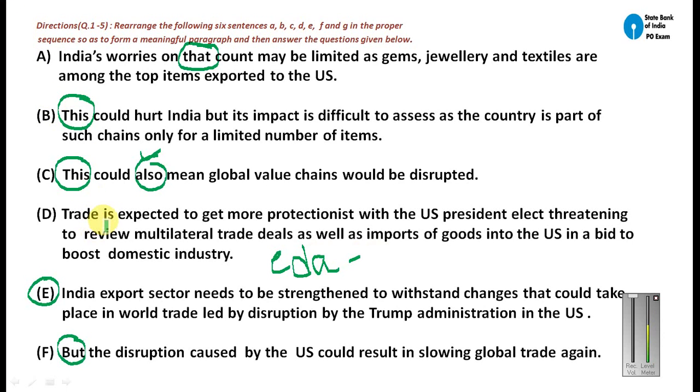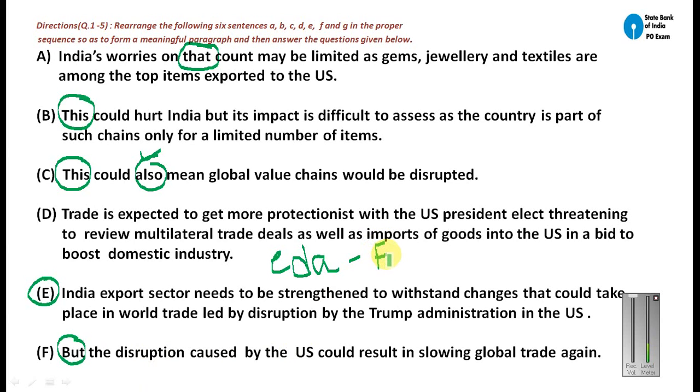Now after this sentence you can put this sentence, because in these two sentences, D and A, you are talking about the disruption made by the Trump government. So that is why this sentence, F, will become your next sentence, because here you are also talking about the disruption caused by the Trump government, but the disruption caused by the US could result in slowing global trade again. Okay, we are saying that India's worries on that count are limited, but the disruption caused by the US government could result in slowing global trade again. So definitely this sentence makes sense.